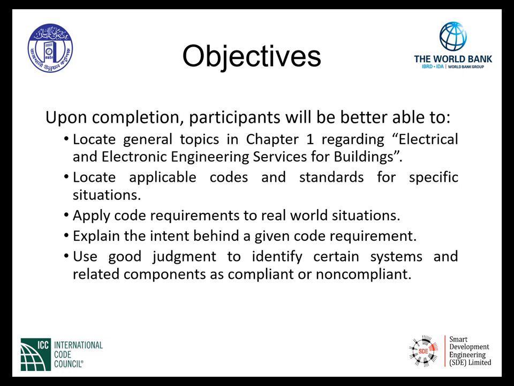Upon completion of this course, the main objective is for participants to be better able to locate general topics within Chapter 1 regarding electrical and electronic engineering services for buildings, locate applicable codes and standards for specific situations, apply code requirements to real-world situations, explain the intent behind a given code requirement, and finally, use good judgment to identify certain systems and related components as compliant or non-compliant.